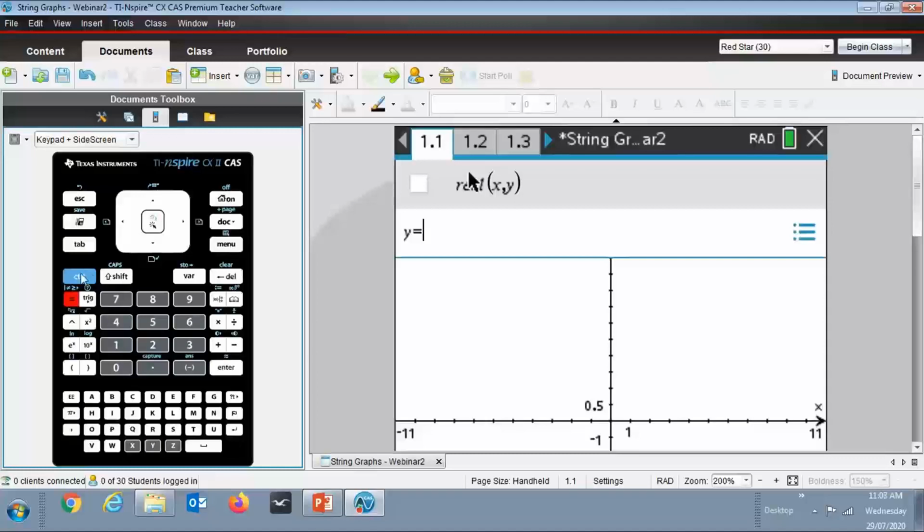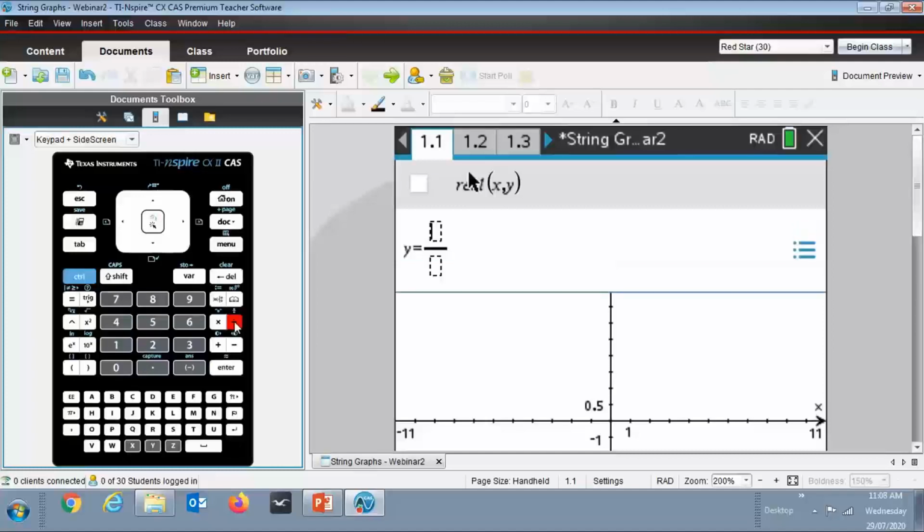+1/2 X. And remember, for fractions, it's Control, divide sign, 1, press the down arrow key, 2, press the right arrow key. So there's 1/2 X + 1. When we press enter, we'll get that graph.